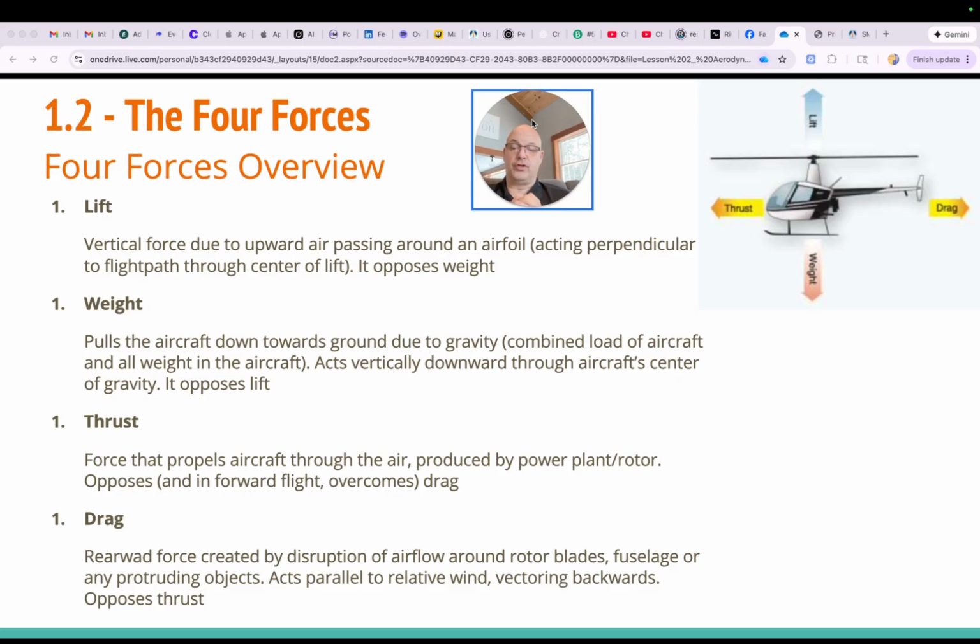Thrust, the force that propels the aircraft through the air, produced by the power plant and the rotor, and it opposes drag. And of course, drag is the direct opposite of that, the rearward force created by disruption of airflow around the rotor blades, fuselage, and protruding objects, and acts parallel to the relative wind, vectoring backwards. Therefore, it opposes thrust itself, I should say. My Dutch accent gets in the way here.